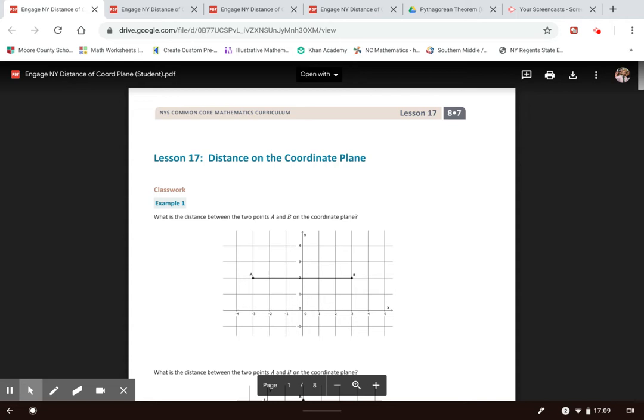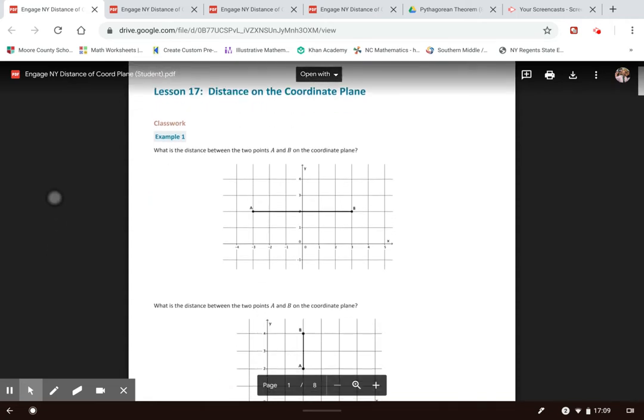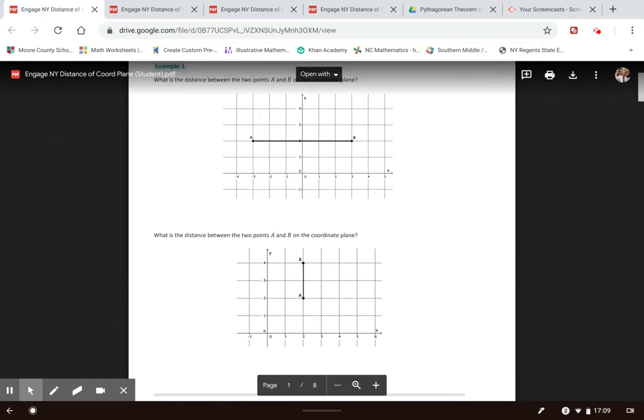Today we're going to be learning about distance on the coordinate plane, and how we can use what we've learned about the Pythagorean theorem to find the distance between 2 points on the coordinate plane. So, if we start with example number 1, it says, what is the distance between points A and B on the coordinate plane?